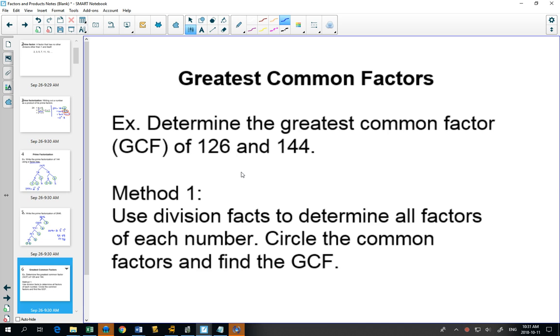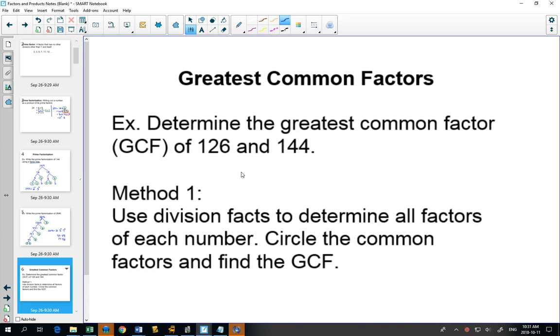One of the things that we do in math is try to figure out what's the biggest number that divides two different numbers. So if I have 126 and 144, what number could I divide both of those by? You probably can see that you can divide them both by 2. But the question is, is there a bigger number that I can divide them both by? Does it have to be a whole number?